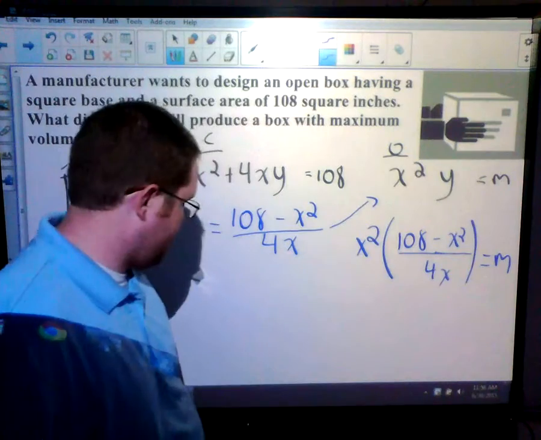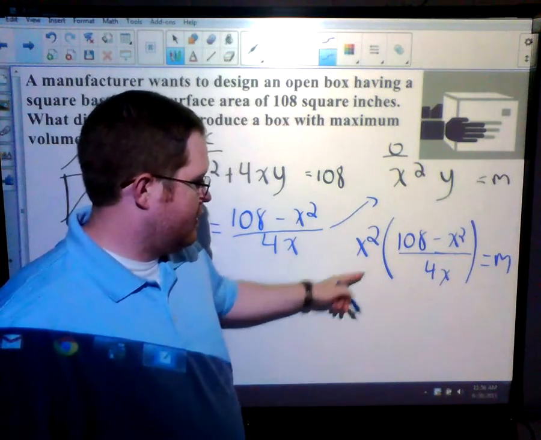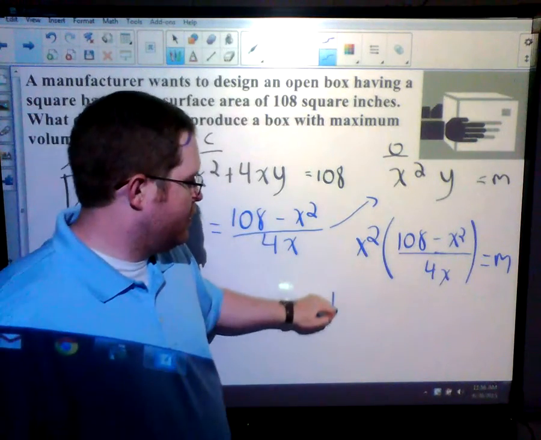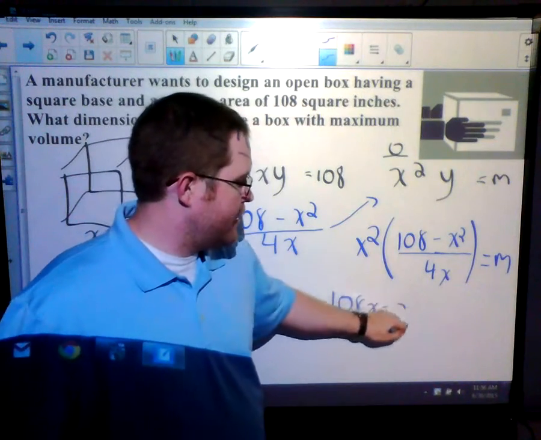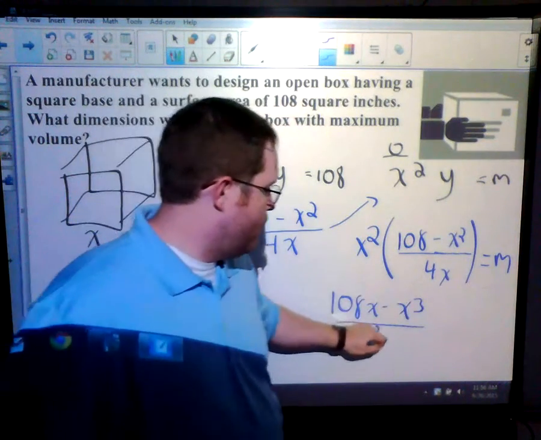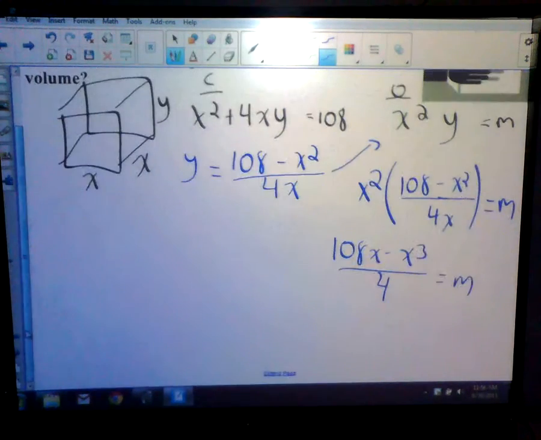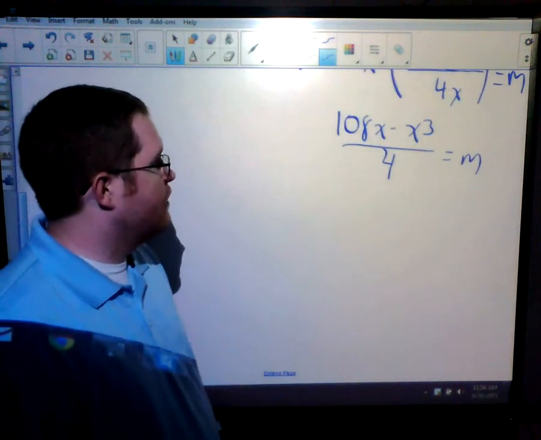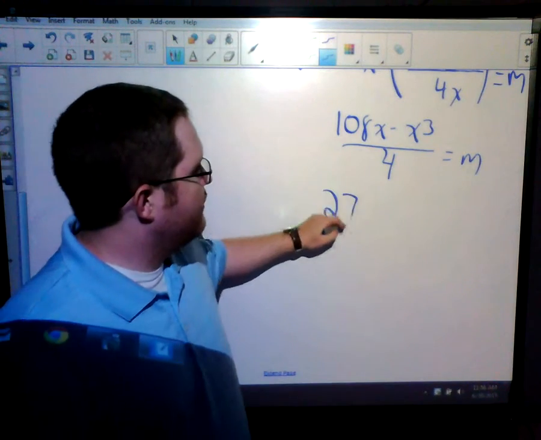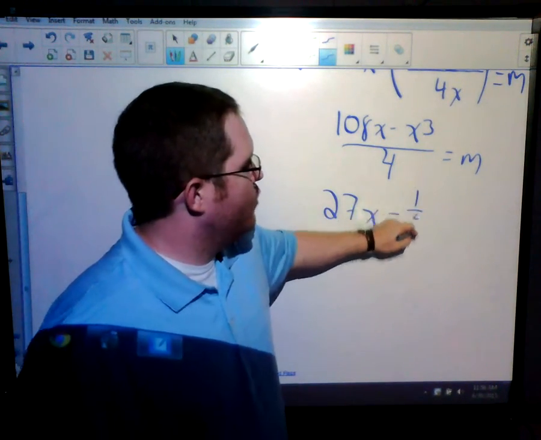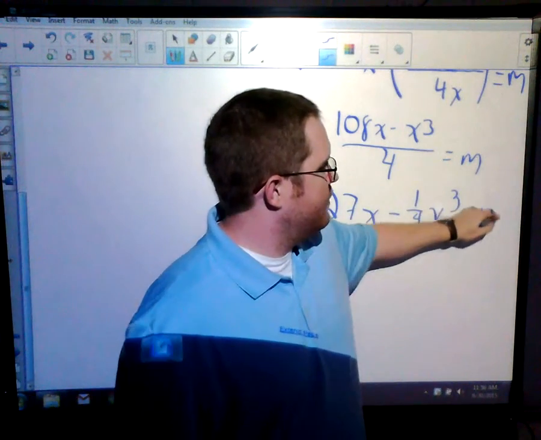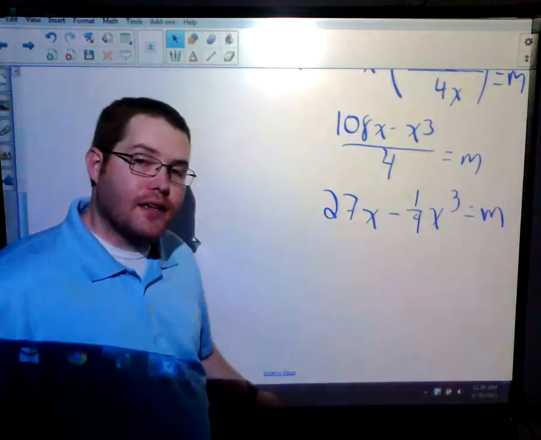Clean it up. One of these will cancel, but one of them will distribute in. 108x minus x cubed all over 4 is m. I don't like fractions, so let's try to get rid of as many as we can. That's 27x minus 1/4 x cubed equals m. That's as simple as I can make it.